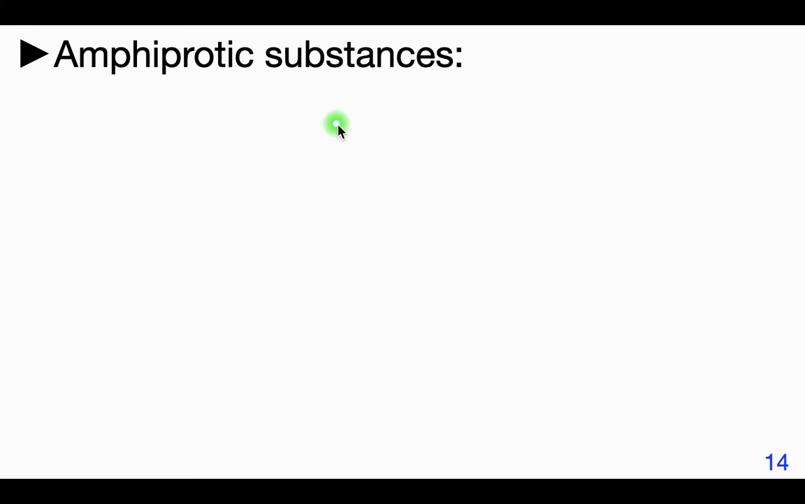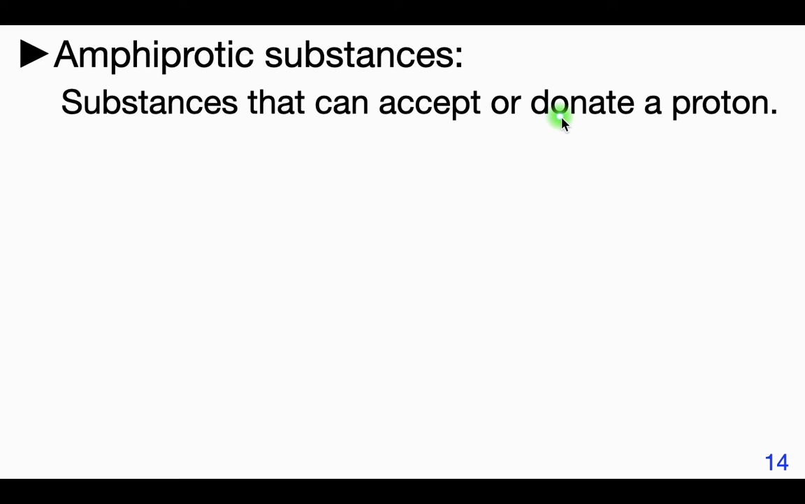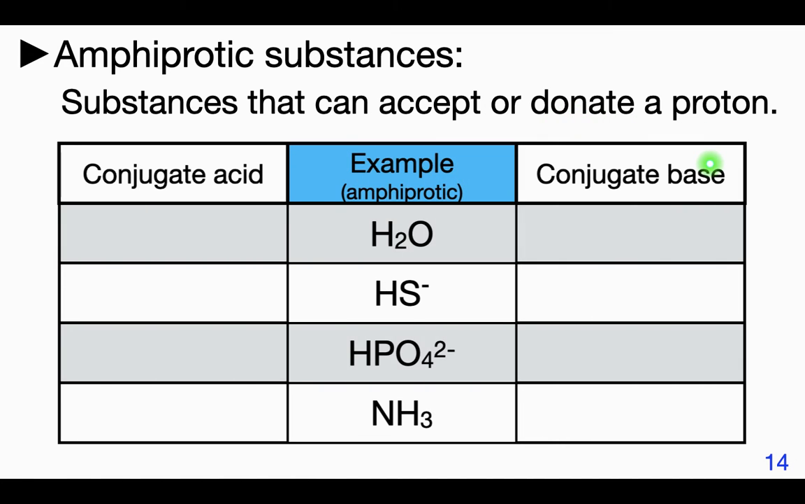Amphoteric substances. I'm sorry, not amphoteric, amphiprotic substances. These are substances that can accept or donate a proton. So let's look at these 4 examples. All 4 of these can either donate a proton or accept a proton. Now remember, if it donates a proton, it would be an acid. If it accepts a proton, it would be a base. So if it accepted a proton, it would become the hydronium ion. If it lost a proton, it would become the hydroxide ion.